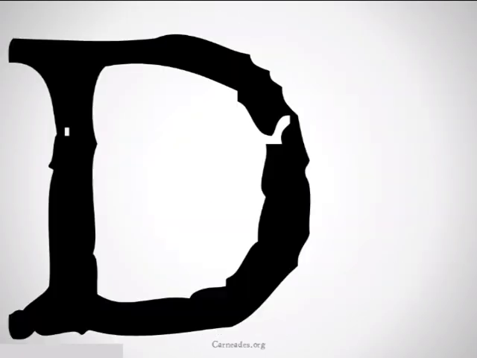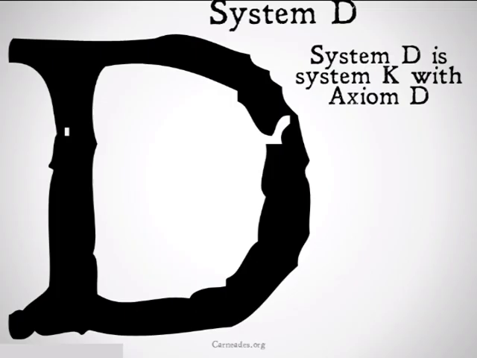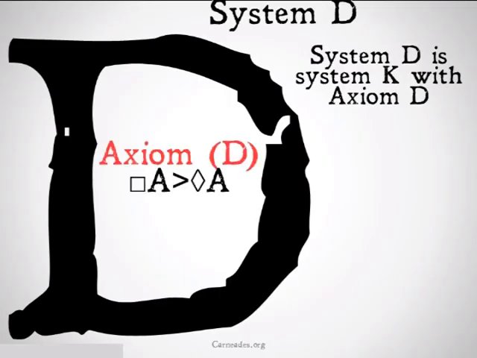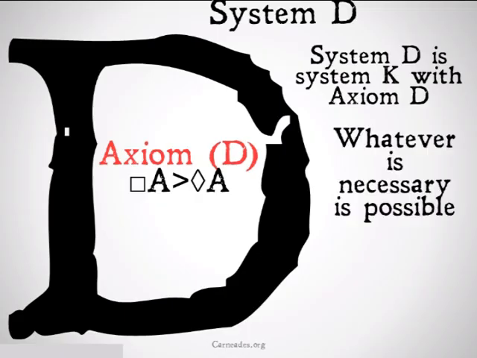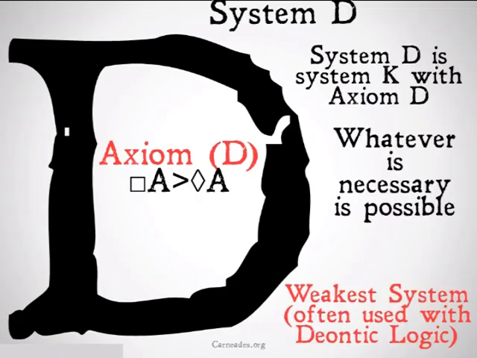The next one we'll look at is system D. System D is going to be everything that we had in System K with the addition of Axiom D. Axiom D is going to be that if A is necessary, then A is possible. Whatever is necessary is possible. This is going to be the weakest system that we're going to really look at, and it's often used with deontic logic instead of modal logic.